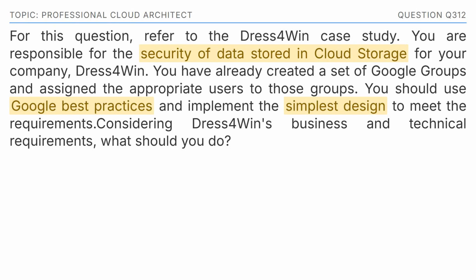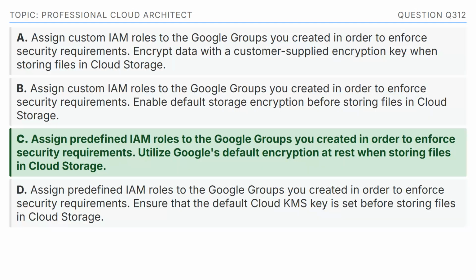To arrive at the correct answer, we focus on the keywords: security of data stored in cloud storage, Google best practices, simplest design. The correct answer is option C, assign predefined IAM roles to the Google groups you created in order to enforce security requirements. Utilize Google's default encryption at rest when storing files in cloud storage.